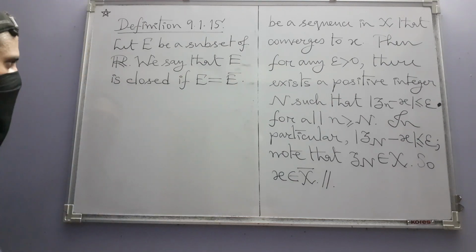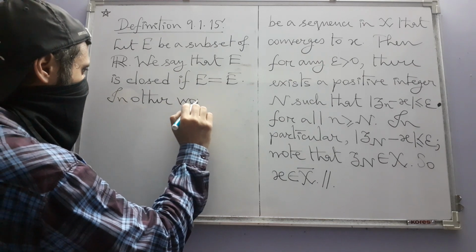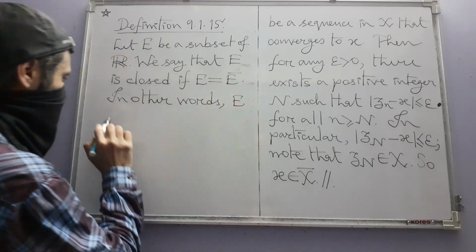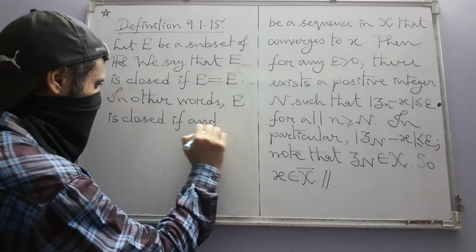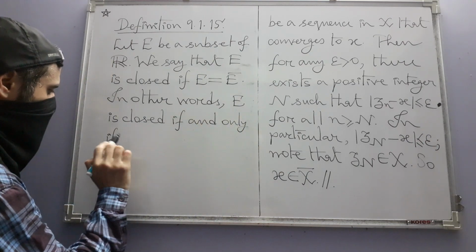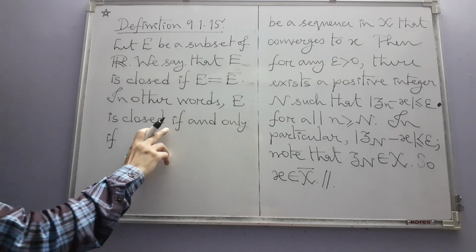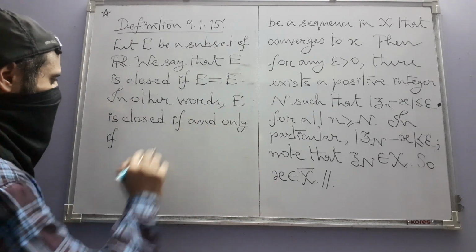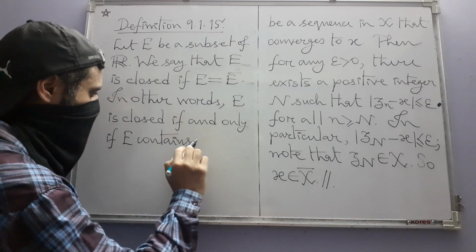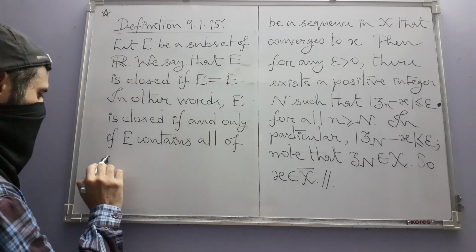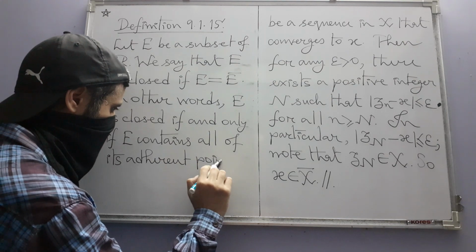In other words, E is closed if and only if, if you want to save space and time, you can write iff for if and only if, E contains all of its adherent points.